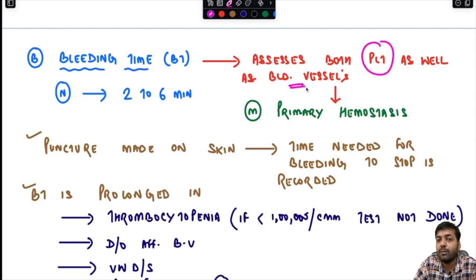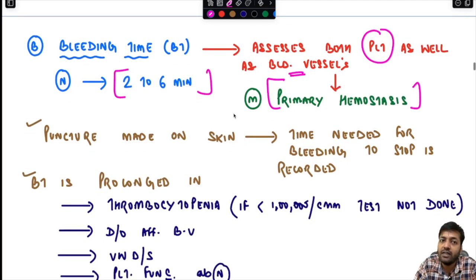So it is assessing both the platelet activity as well as the blood vessels. Therefore we can say that they are a good measure of primary hemostasis. Okay, the normal bleeding time is 2 to 6 minutes. So how do you calculate the bleeding time? A puncture is made of the skin and the time which is needed for bleeding to stop is recorded.